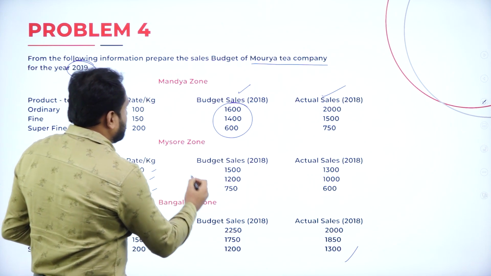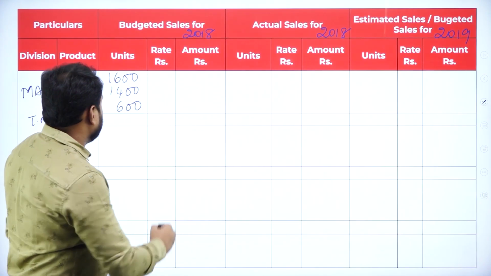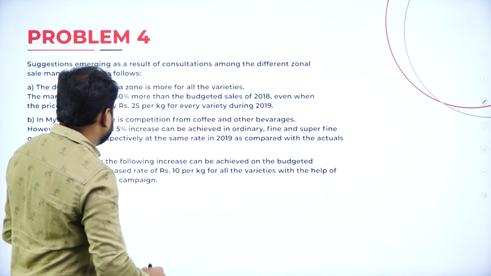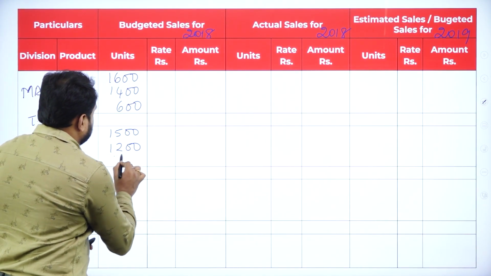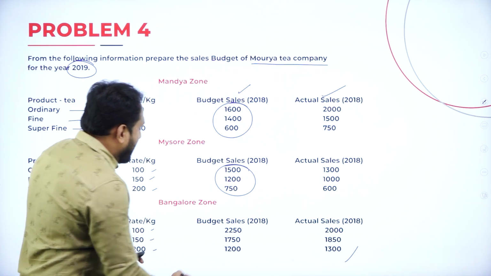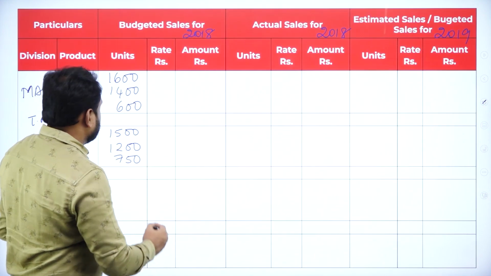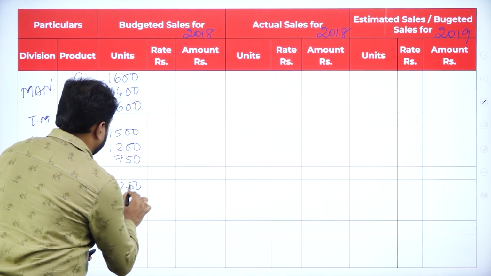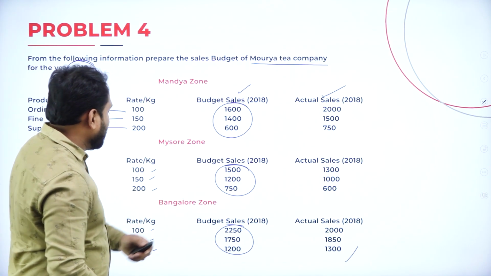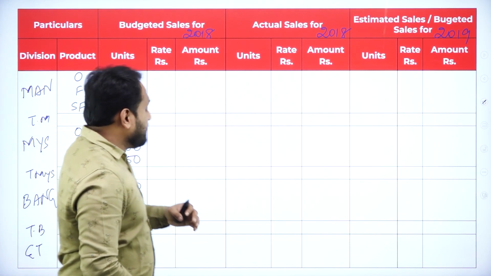Next we will take Mysore: 1,500, 1,200, and 750. Done. Next we will take Bangalore, which is 2,250, 1,750, 1,200. We are done with Mandia, Mysore, and Bangalore.